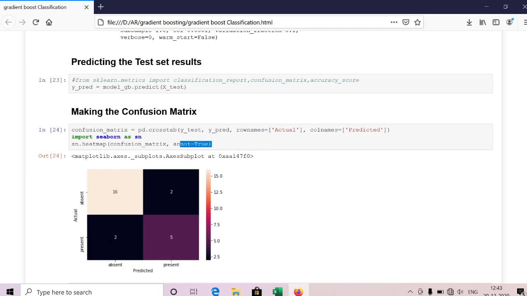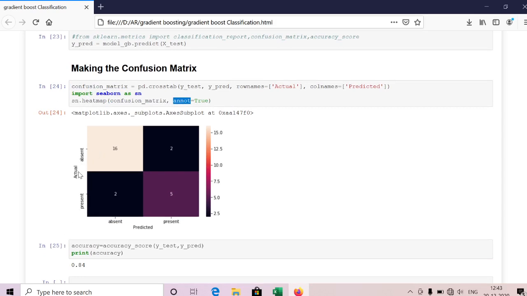Whatever matrix I have, I am representing using a graphical view. I'm using import seaborn as sns dot heatmap, passing my confusion matrix, with different colors. Here the rows are actual and the columns are prediction. Actual is absent 16 and prediction is also absent 16. Actual is present 5 and prediction is also present 5. These two are correct predictions.